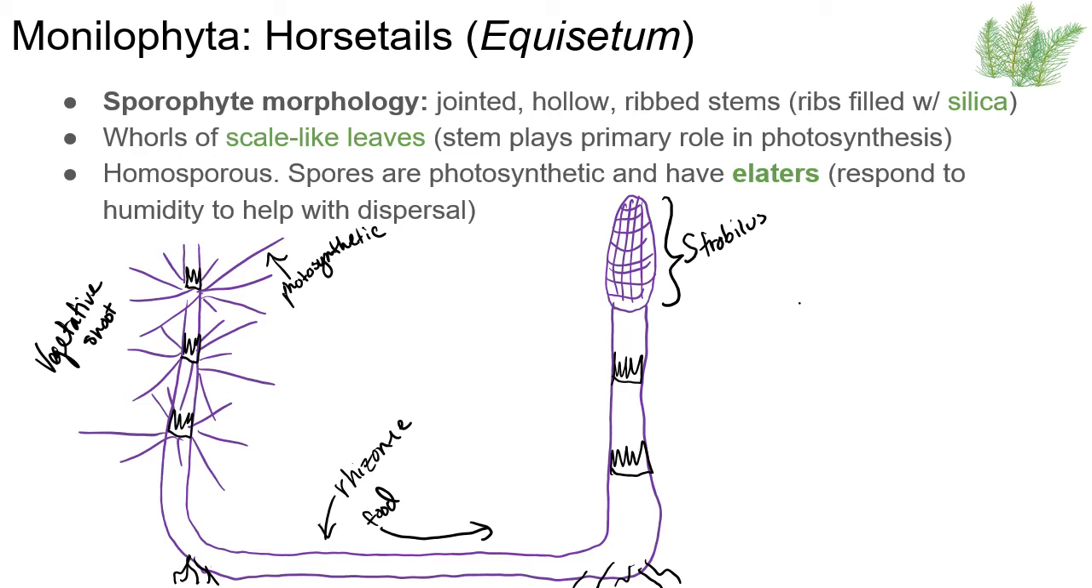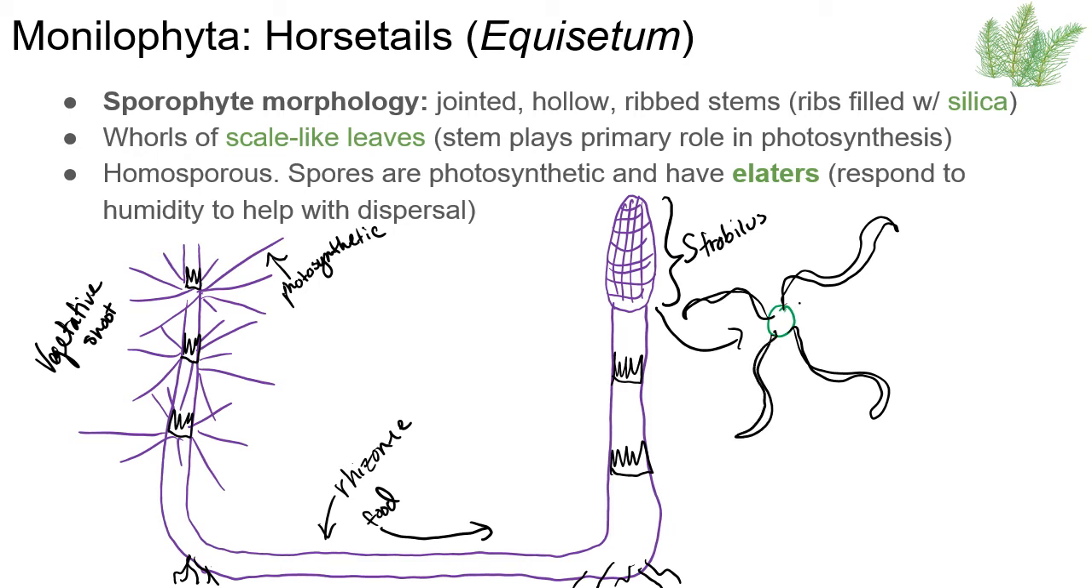And that strobilus is going to be producing spores. And the spores that it makes are photosynthetic and haploid. And they have these structures on them called elaters. There's 4 of them. And at first they're wrapped around the spore. But as the environment dries out and the humidity is just right, they stretch out away from the spore and kind of dance around to help that spore disperse in the dry air.